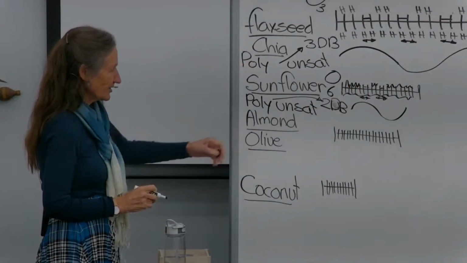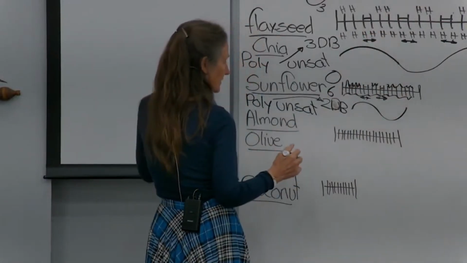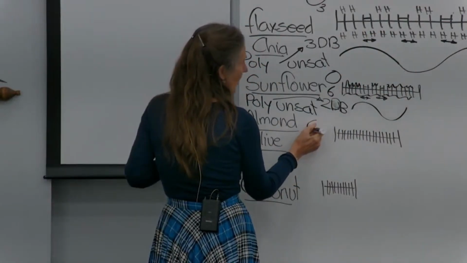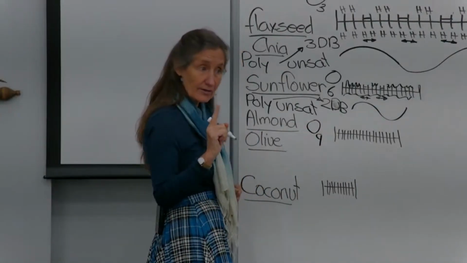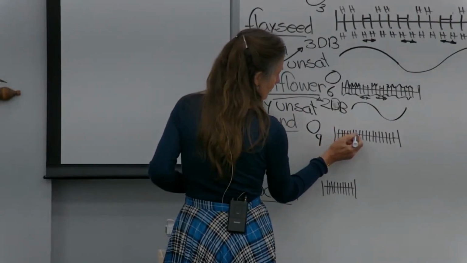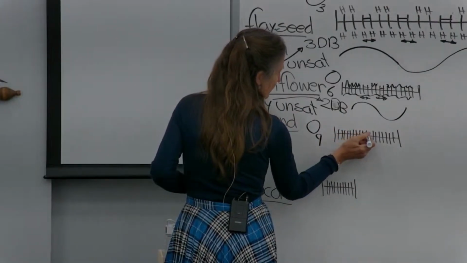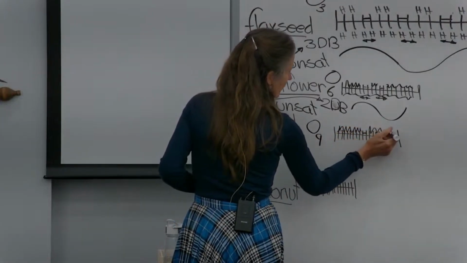What about almond and olive? They are also an 18-chain fatty acid, and they are high in omega-9, 9 indicating the position on the fatty acid chain of the first double bond. 1, 2, 3, 4, 5, 6, 7, 8, 9, there it is there. And it only has 1 double bond in it.